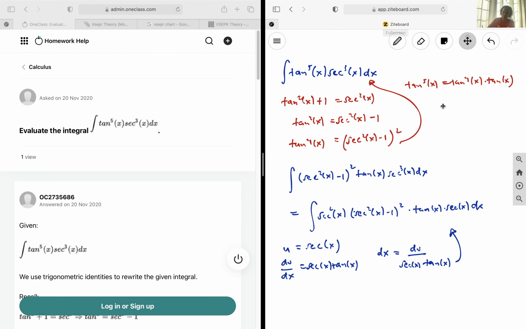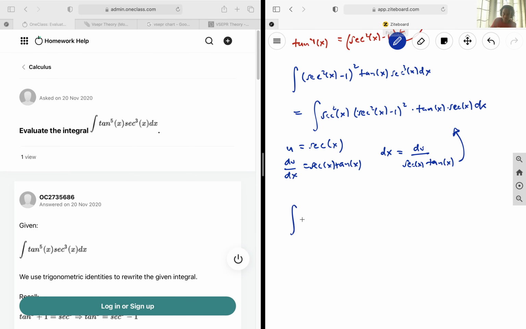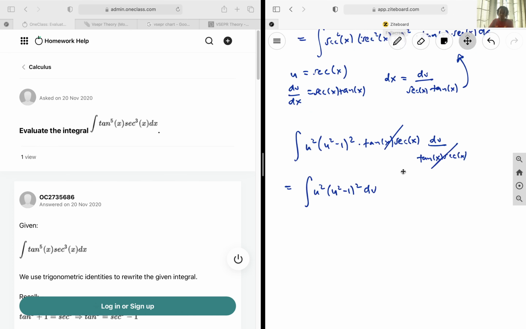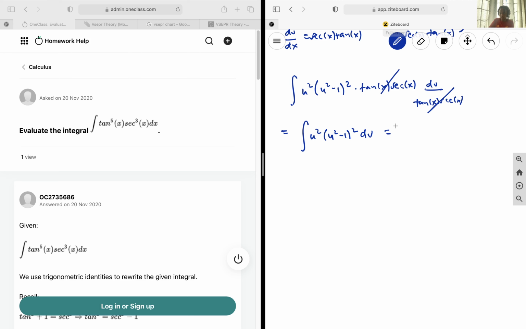Let's put that all back into our equation. And we're going to get the integral of u squared into u squared minus 1 squared multiplied by tan x secant x. We're going to leave that alone, and then you put in dx, so du over tan x secant x. This will allow these two to cancel, so we're just finding the integral of u squared into u squared minus 1 squared du. This is much easier as we can just use the exponent rule. So first let's expand that out, and it'll become the integral of u to the power of 6 minus 2u to the power of 4 plus u squared du.